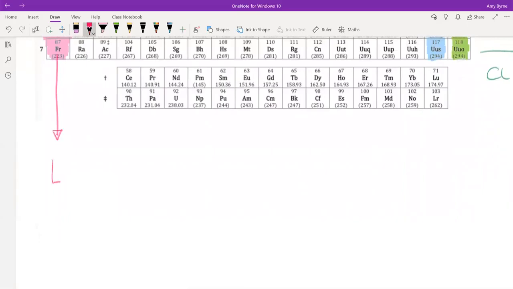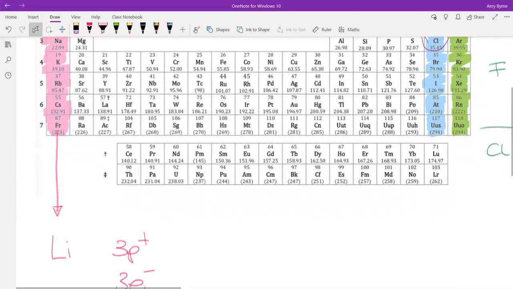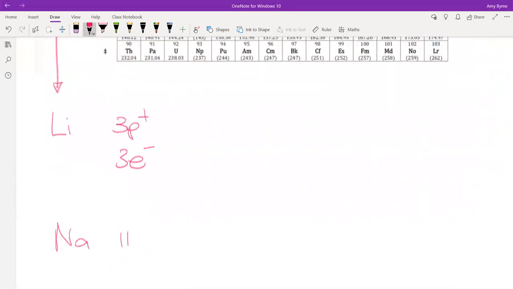So let's start with lithium with 3 protons and 3 electrons, and sodium, which is 11 protons and 11 electrons. The reason I'm not drawing out the protons and neutrons for these guys, remember they're locked away in the nucleus, which is right in the middle of the atom. Chemical reactions only mess with electrons, not with protons and neutrons. So let's start with lithium.